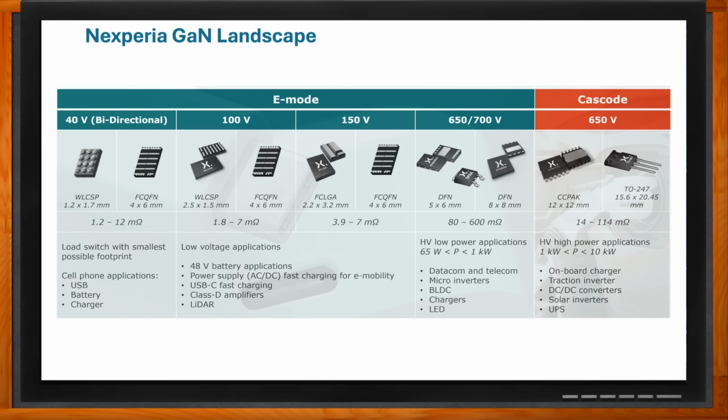Traction inverters, of course, for the 400-volt batteries. Again, DC-DC converters, the solar inverters, and the UPSs, uninterruptible power supplies. And so we cover just about every application with our portfolio. Can we also look at some specific applications as well?